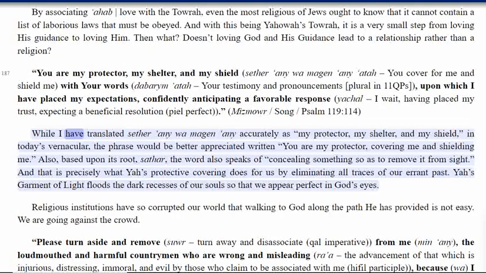119-114. While I have translated Sether any Wamargan any accurately as my protector, my shelter, and my shield, in today's vernacular, the phrase would be better appreciated written, You are my protector, covering me and shielding me. Also, based upon its root, satar, the word also speaks of concealing something so as to remove it from sight. And that is precisely what Yah's protective covering does for us by eliminating all traces of our errant past. Yah's garment of light floods the dark recesses of our souls so that we appear perfect in God's eyes.